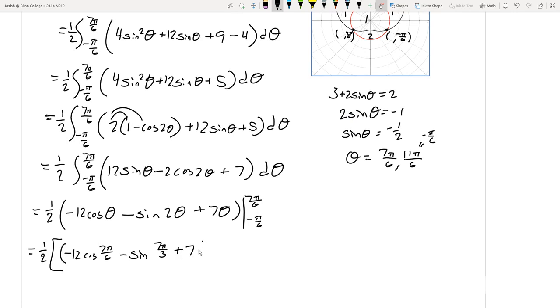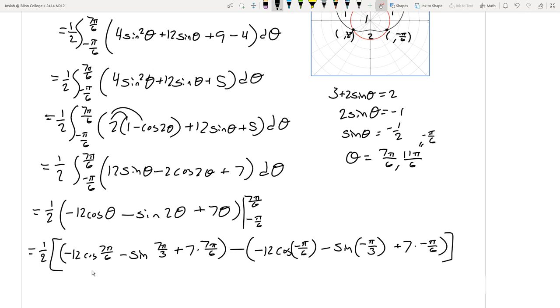Plus 7 times 7 pi over 6, minus negative 12 cosine of negative pi over 6, minus sine of 2 times negative pi over 6, which is negative pi over 3. And then plus 7 times negative pi over 6. So we get 1/2. And then let's see what we get in here.